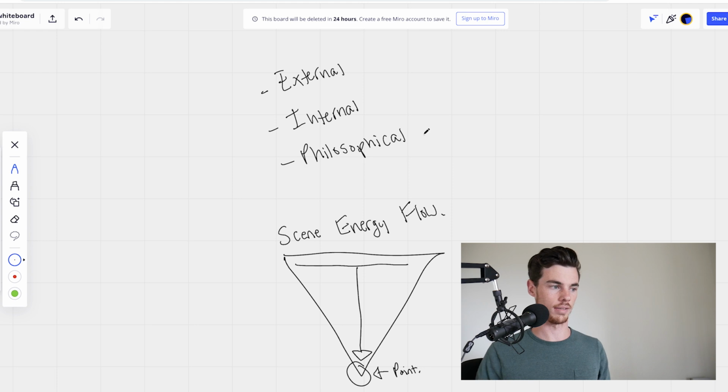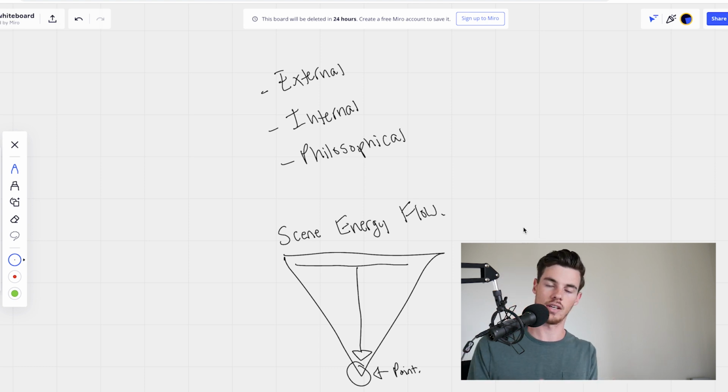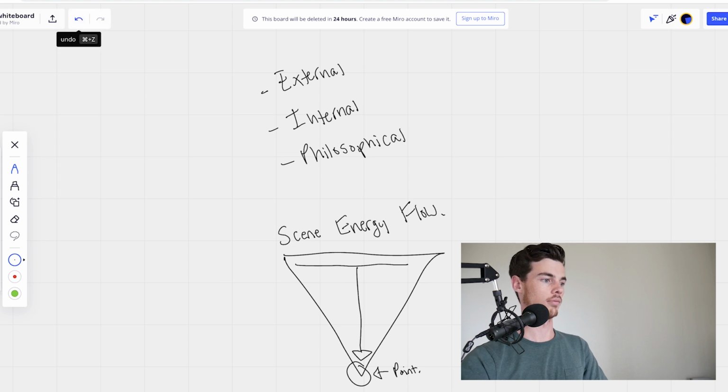Okay, so I have a few different scenes that we're going to look at today that are going to be handling these ideas right here. And what we're going to be talking about is the flow of the scene and what's actually happening as that scene is playing out.